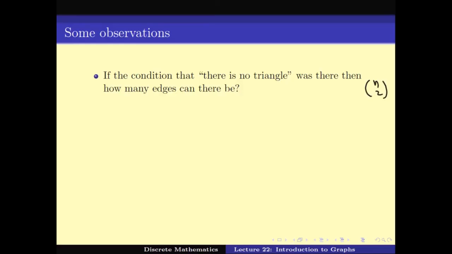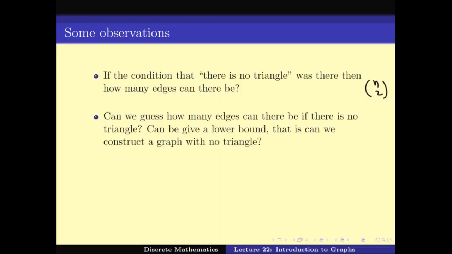But now we have been given the condition that there cannot be any triangle. So, can we guess how many edges there can be when there is no triangle? Can you give me a bound? Of course, n choose 2 is an upper bound. But what about something less than that? Can you come up with some example? Can you come up with a lower bound? Or in other words, can we create a graph which doesn't have a triangle and yet has quite a number of edges?